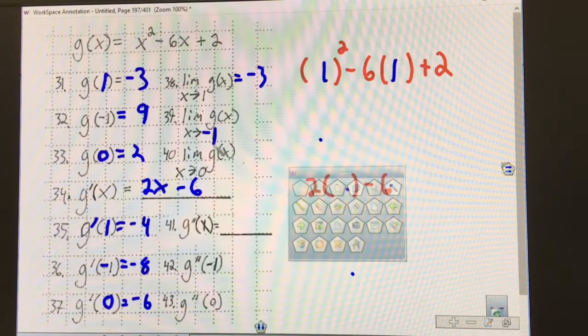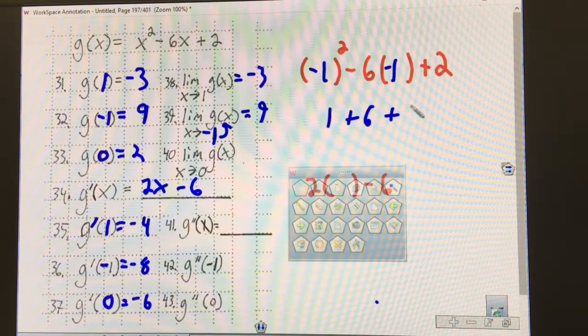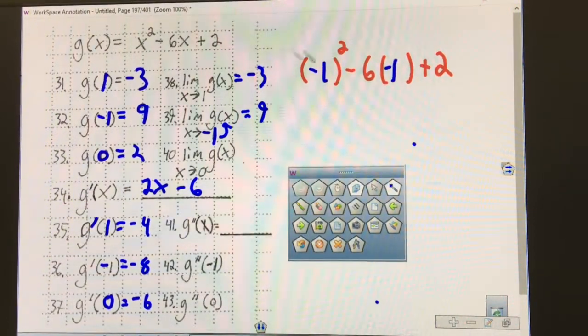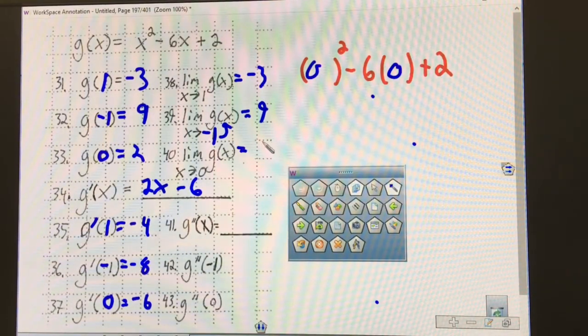Now I'm going to find g of -1. The limit of g of x as x approaches -1. I just plug it in. So I just plug -1 in there, and I already found g of -1. That's going to equal 9. I hope I did my arithmetic correctly. Otherwise, I'll be getting wrong answers twice. 1 plus 6 plus 2, yes, that's 9. So now I'm going to plug in 0. I plug in 0 up there and here. That's my limit. So it's going to equal 2.